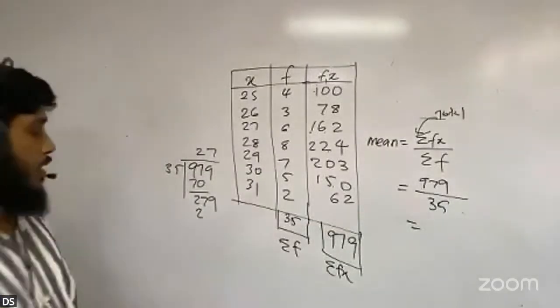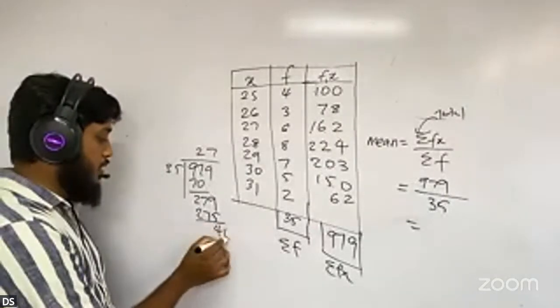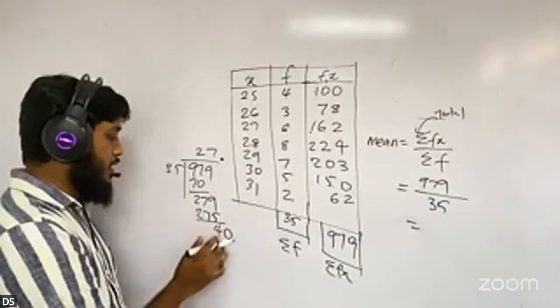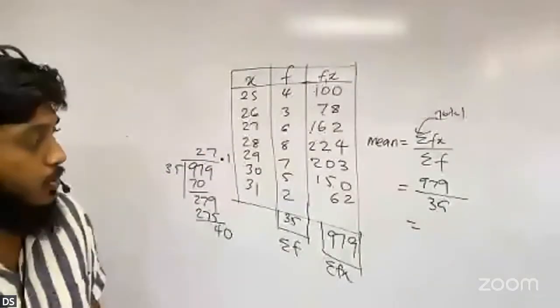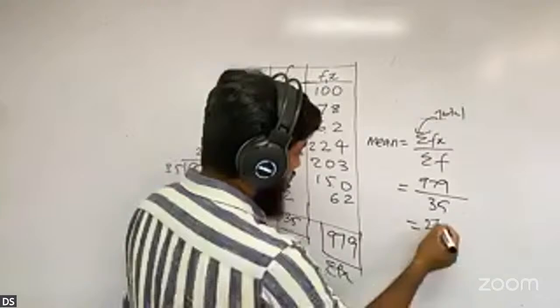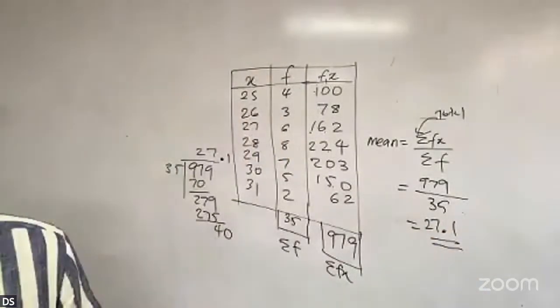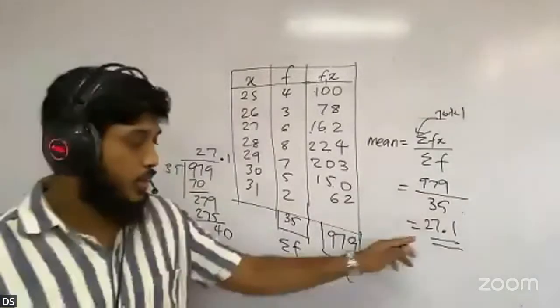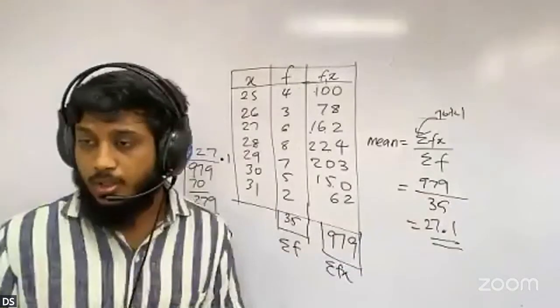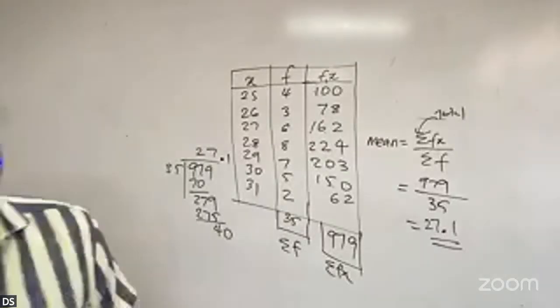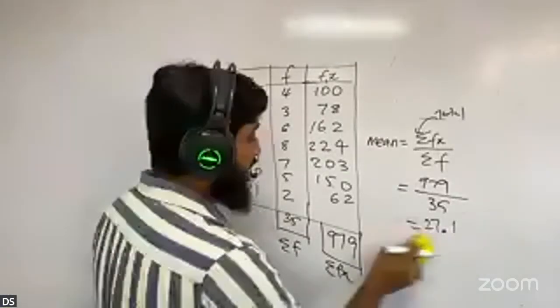275, remainder 4. If you want to continue, put a 0 and a point. How many 35s are there in 41? So the answer for the mean will be 27.1. They ask us to find the mean to the nearest whole number. So 27.1, what is the nearest whole number? 27.